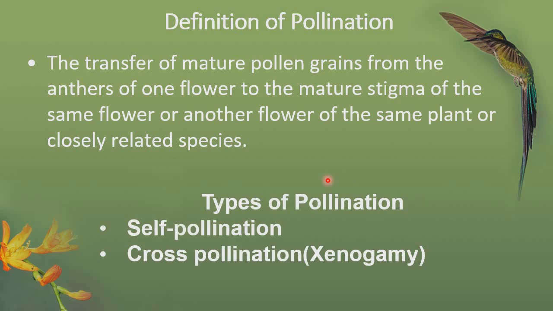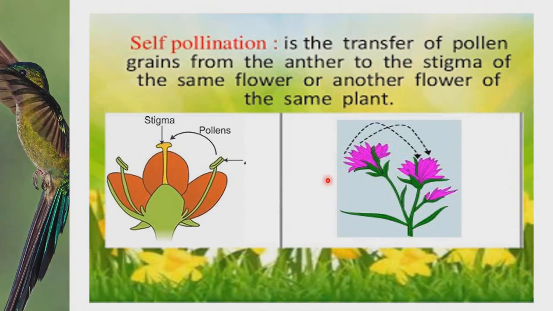We have two types of pollination: self-pollination and cross-pollination. Another name for cross-pollination is xenogamy. Either we call it cross-pollination or technically we call it xenogamy. Let's look at self-pollination. Self-pollination is the transfer of pollen grain from the anther to the stigma of the same flower or another flower of the same plant.